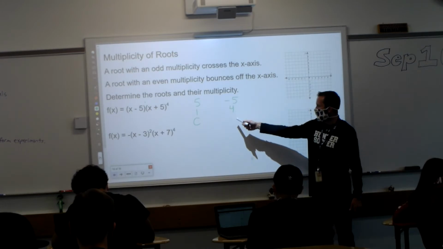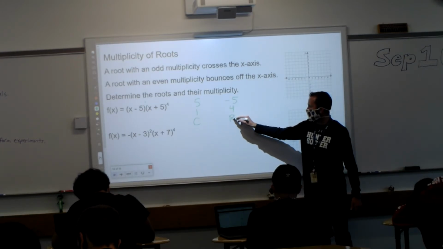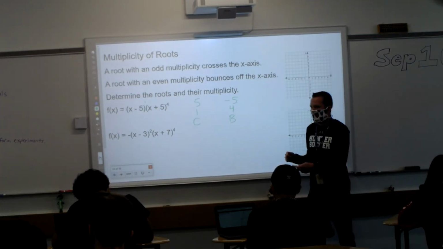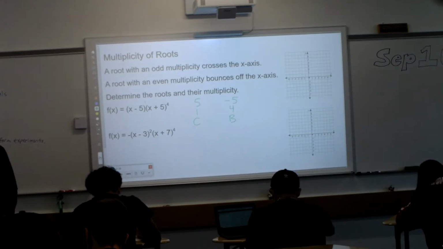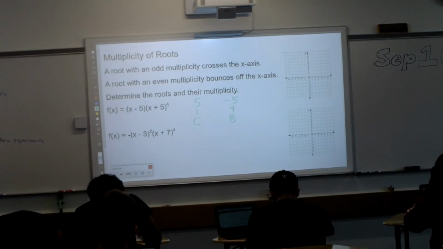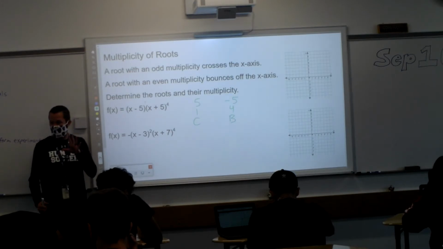Okay. And then what about -5? It's going to bounce. There we go. Okay, Oscar, how many total x's do we have in our equation? You got 5, so what shape is that?